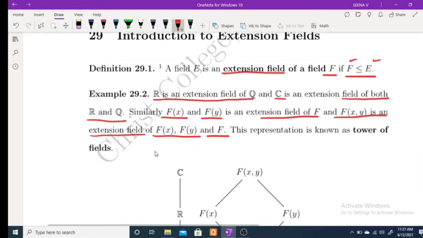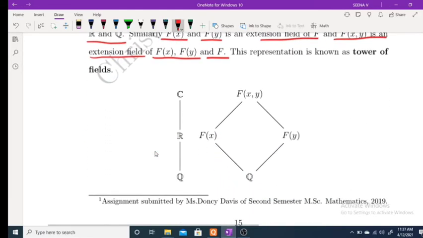Here is a representation of a tower of fields. R is an extension field of Q, and C is an extension field of R. If C is here with two lines, that means it is an extension field of both R and Q. Now here, actually this is not Q, this is F.